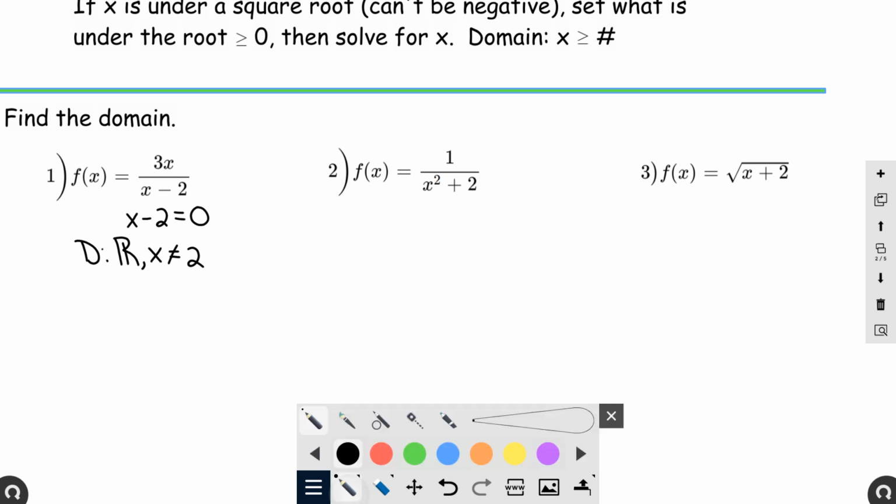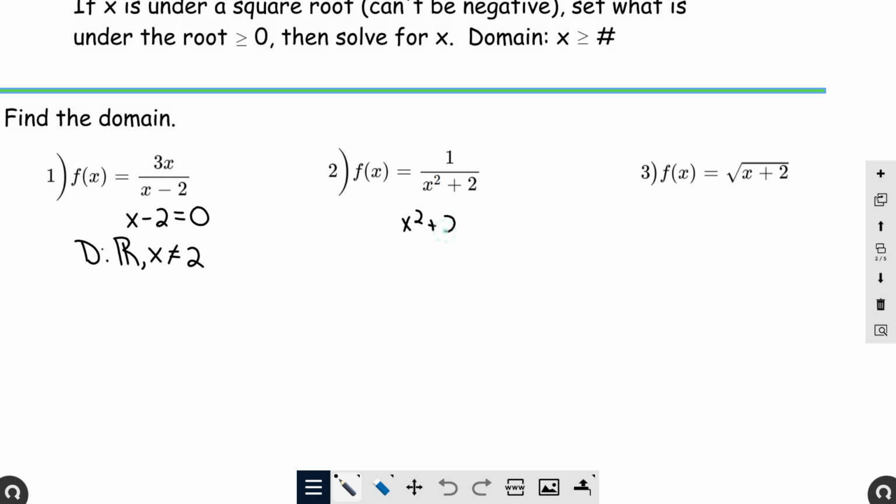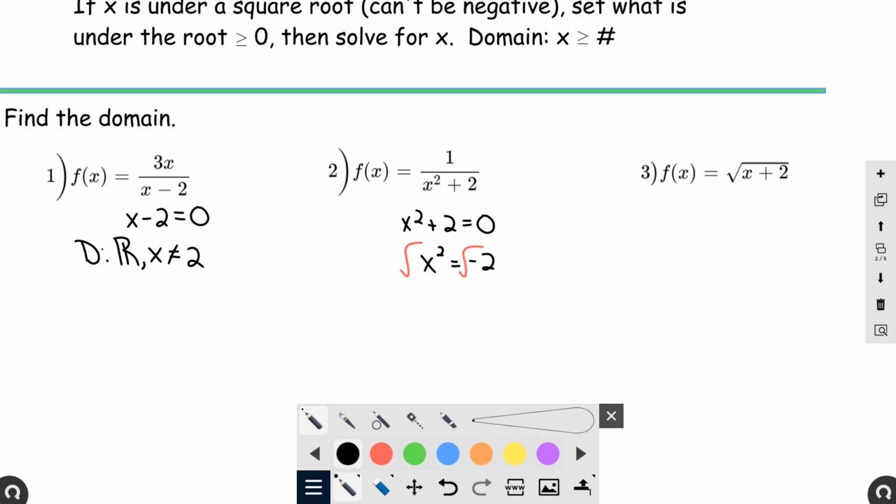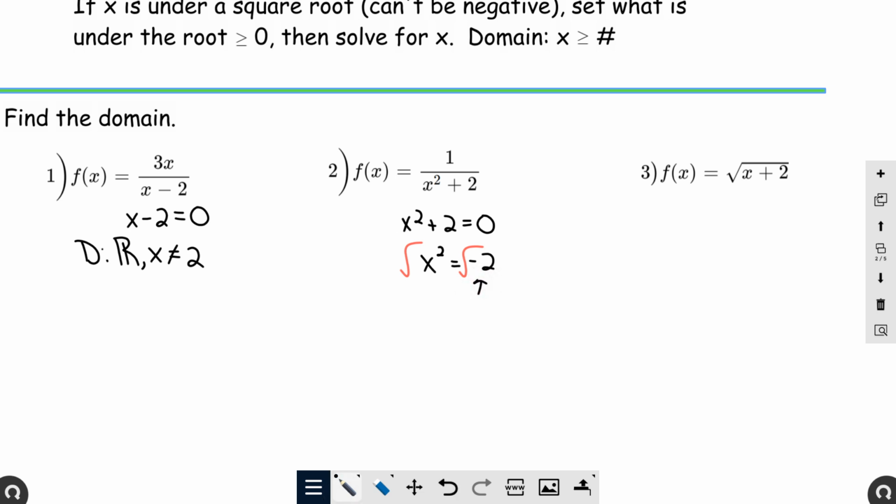All right, question 2, very similar. So take what's in your denominator, set it equal to 0, and solve. What would you do to solve that one? Subtract 2 and then square root. Now, what happens when we square root? It's imaginary. Do we talk about imaginary numbers when we talk about domain? No. So your domain for this one is just all real numbers. Yeah, or no restrictions with it.